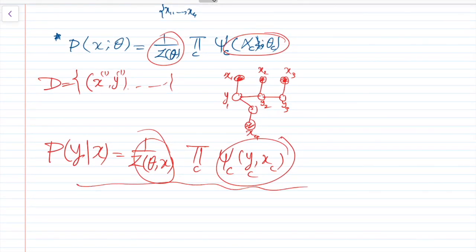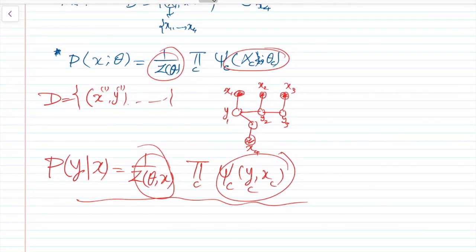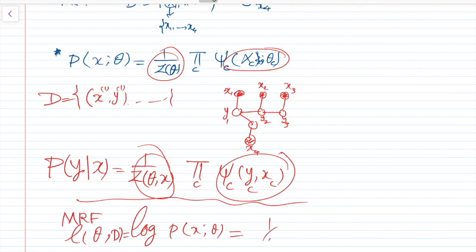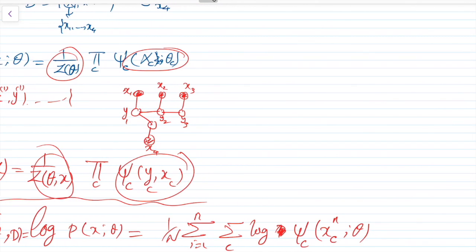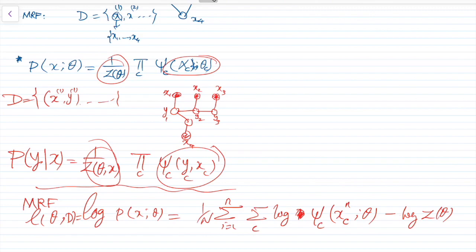So how does the likelihood look like? Of course, the log likelihood of the MRF with respect to theta and data is going to be the log of p of x comma theta, which is the sum over samples, sum over factors, of log of factor c of xc and theta, minus the log partition function. Right? This was the MRF that you have seen before, last week.